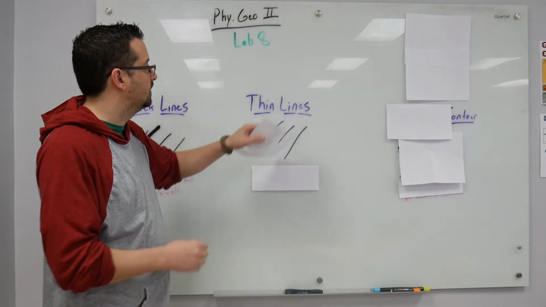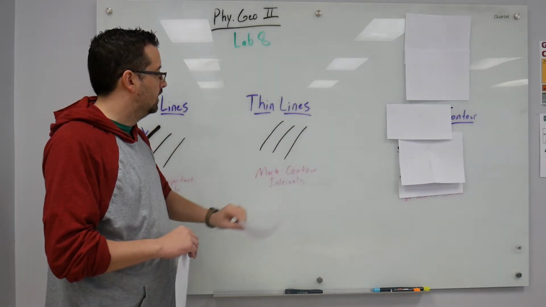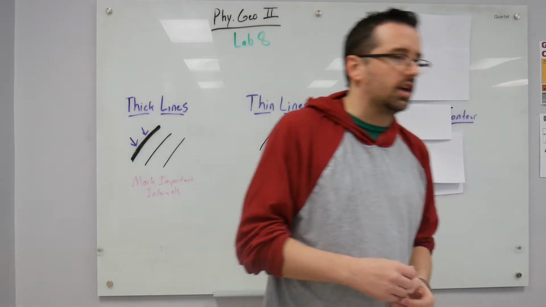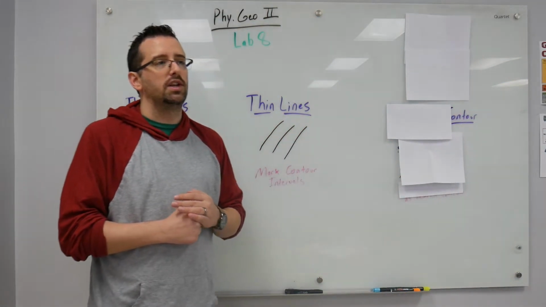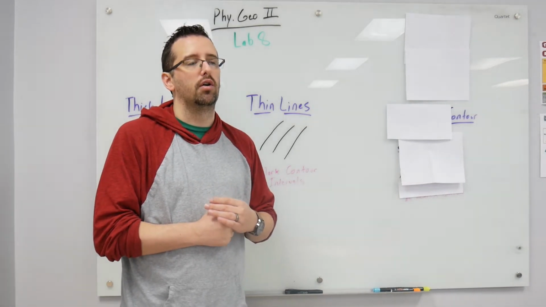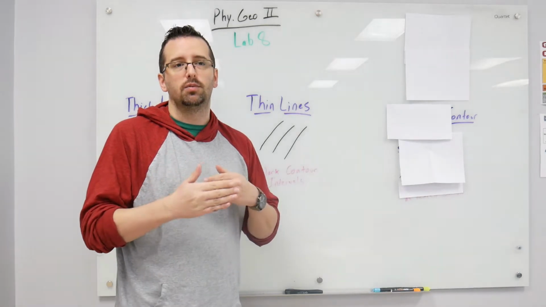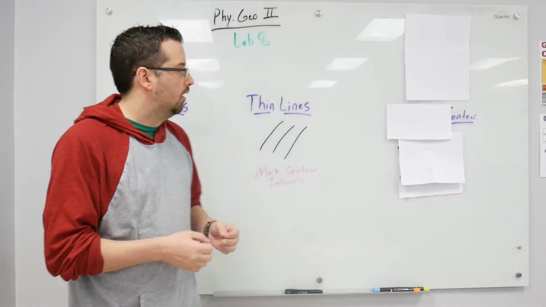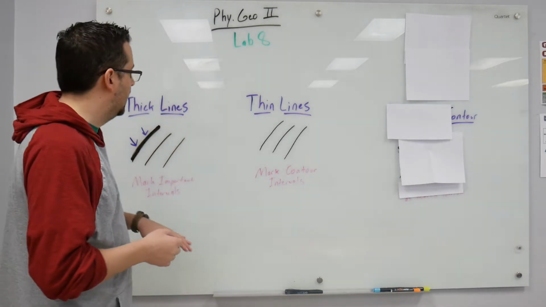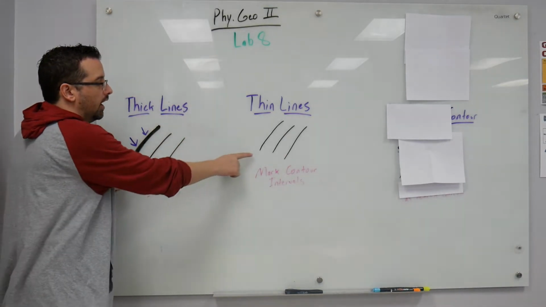If you see thin lines, these will be the most common. The thin lines will mark the contour interval. The contour interval, I believe, for the Jacksonville quadrangle is 20 feet. 20 feet per line, in between each line. So you're going to see a bunch of these. These will be the most common, and they will be interspersed with thicker lines.